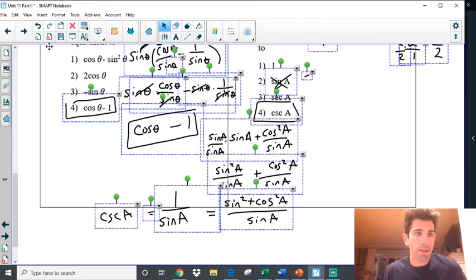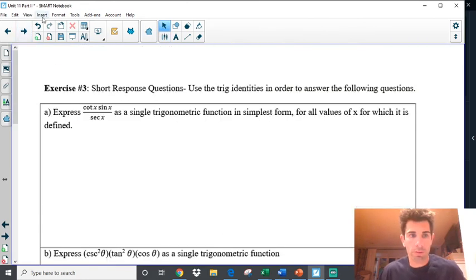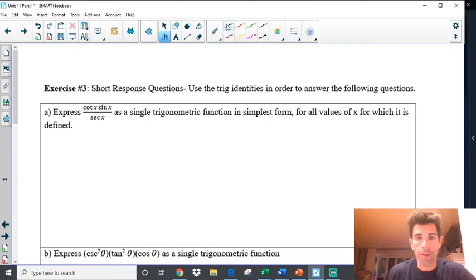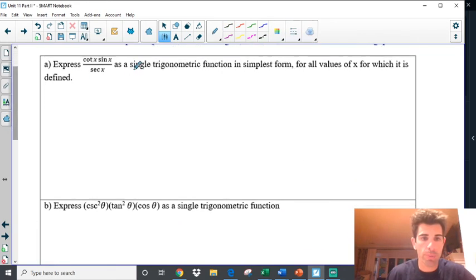And like a puzzle, like anything else, you do it a couple times, then you'll start to get the idea, all right? Exercise 3, it's a couple more practice questions. Really try to maybe give yourself a chance to try to do these ones on your own. See if you can get them. Okay, they're not super difficult. They're totally solvable. All right, so express this as a single trigonometric function in simplest form for all values of which it is defined, which means you can't have 0 in the denominator. All right. So cotangent x times sine x divided by secant x.